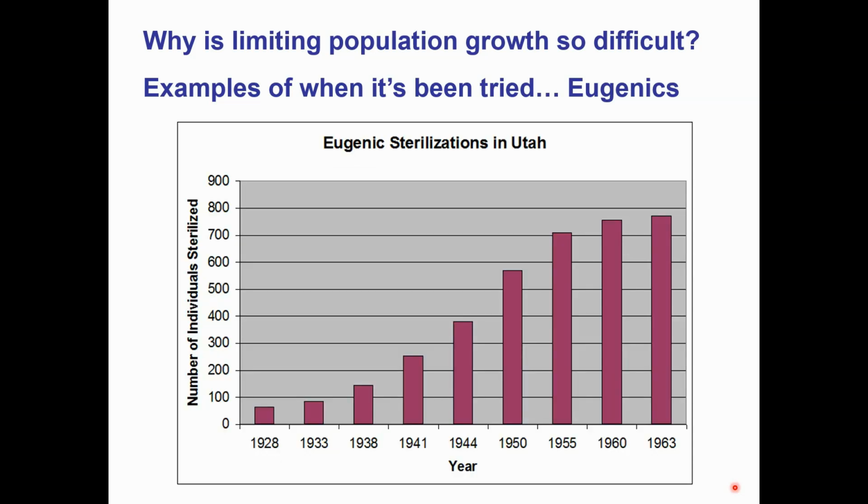And this happened really close to home. Utah actually had a eugenics program up until 1963. That's when we finally got rid of ours. It focused on forced sterilizations. They would identify people in the community they did not believe were worthy of breeding, and they would force sterilize them. This program started in 1928. By 1963, we had forced sterilized nearly 800 people in this state.